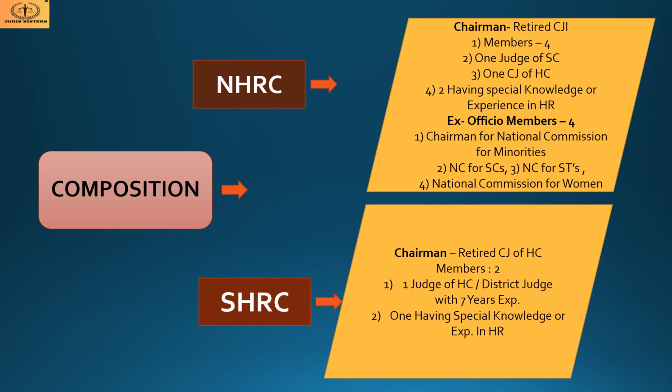With regard to the SHRC, the chairman would be a retired Chief Justice of a High Court, and 2 other members accompany him. One person would be a judge of a High Court or a district judge having 7 years of experience, and the other member would have special knowledge or experience in human rights.